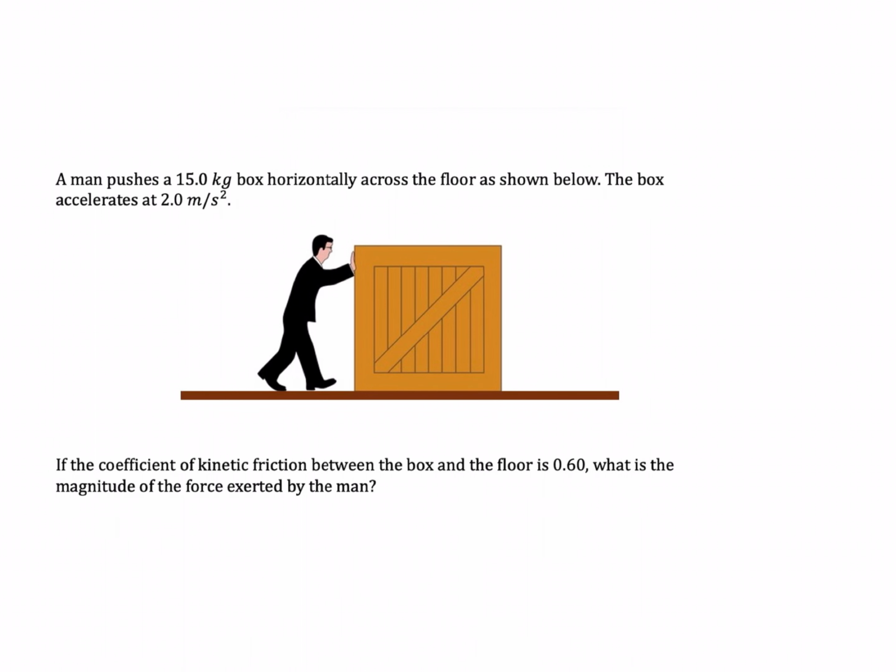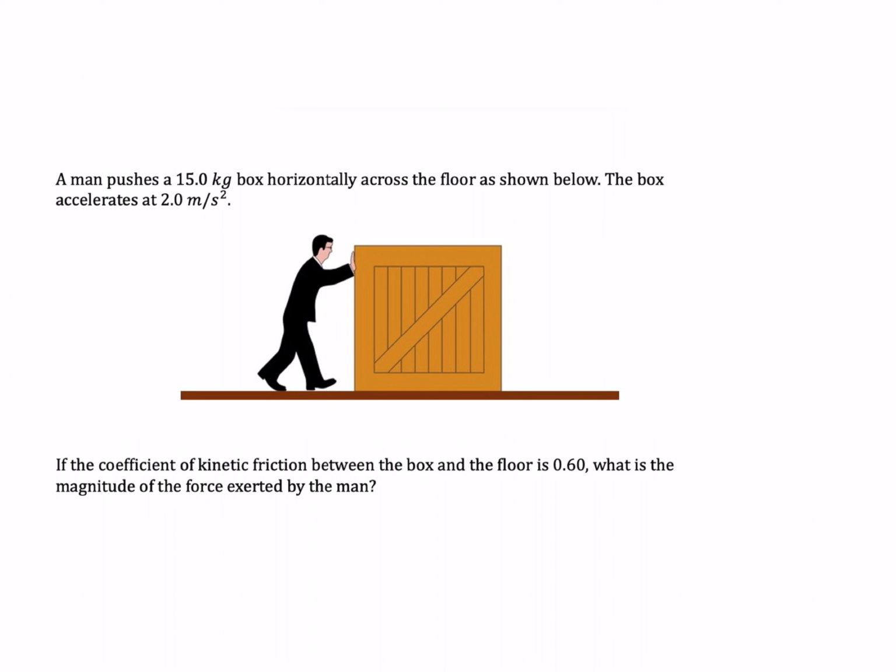This sample problem is on Newton's laws of motion that involves friction. A man pushes a 15-kilogram box horizontally across the floor as shown below. The box accelerates at 2 meters per second squared. If the coefficient of friction between the box and the floor is 0.60, what is the magnitude of the force exerted by the man? So first, let's analyze the free body diagram of the box.